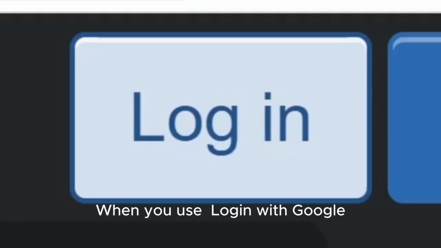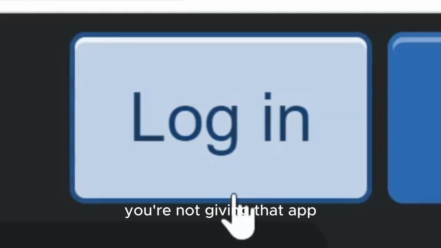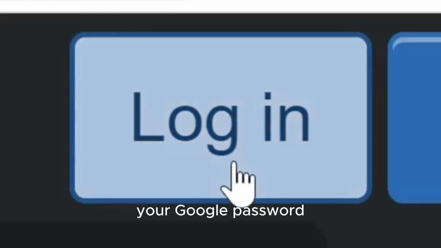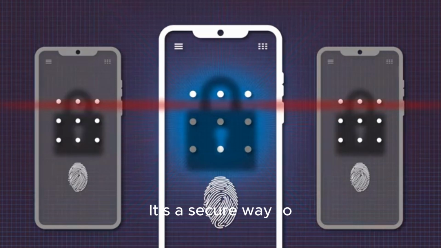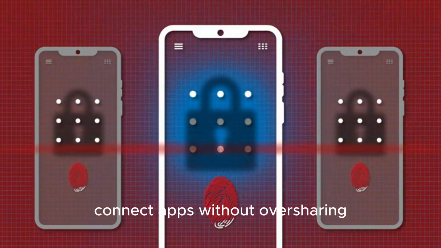When you use Login with Google on a new app, you're not giving that app your Google password. Instead, you're giving it an OAuth token, a digital valet key that grants it permission to access specific parts of your Google account, like your profile picture or email address, without ever seeing your password. It's a secure way to connect apps without oversharing.